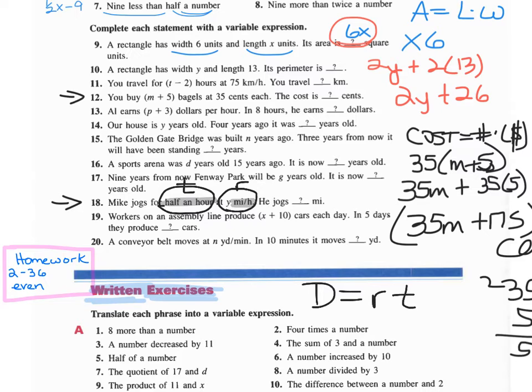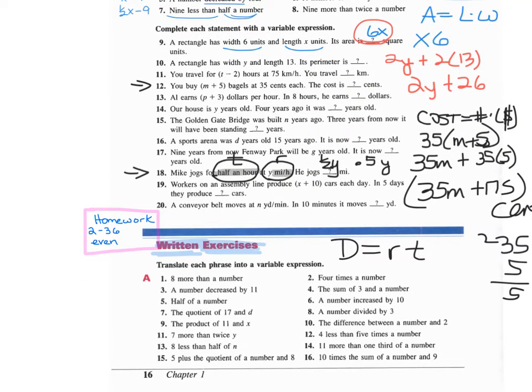So what would be my expression here? Yes? 0.5 times y. Okay? We can either do it as 0.5y, or we could also just write it as the fraction. Does that make sense? Either one. And that's going to give me my distance. So again, on all of these questions, we're not trying to solve anything. We're just trying to write the equation or the expression we would use to solve it. Is that making sense? All right, so again, your homework will be those 2 through 36 even.